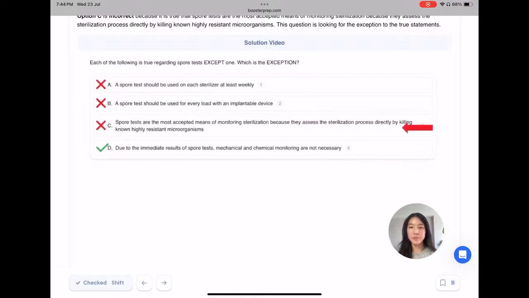Option C reads, spore tests are the most accepted means of monitoring sterilization because they assess the sterilization process directly by killing known highly resistant microorganisms. And this is also incorrect as it is a true statement, and remember we're looking for the exception. With spore tests, we use a highly heat-resistant bacteria. If it is able to be killed in the process, then we know that more common microbes that are less heat-resistant will also be effectively killed during sterilization. The bacteria that we commonly use is spores from Geobacillus stearothermophilus.